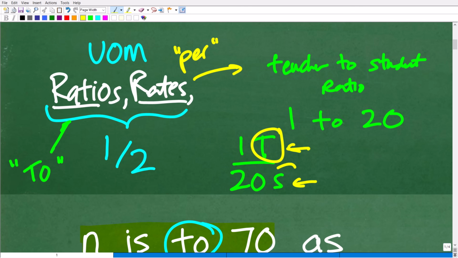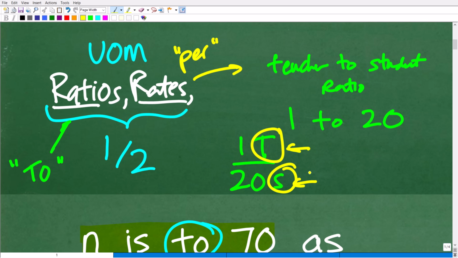So one person to 20 people down here, which would be our students. So again, when you have a fraction and we're comparing two units or two numbers in terms of a fraction, where the units of measure are the same, or we're counting the same thing, here we're counting people, then we're dealing with ratios. All right, so that's just a quick review of ratios and rates.